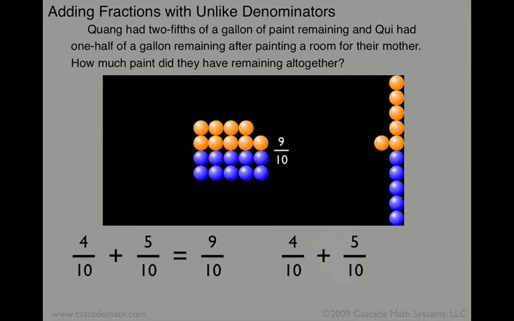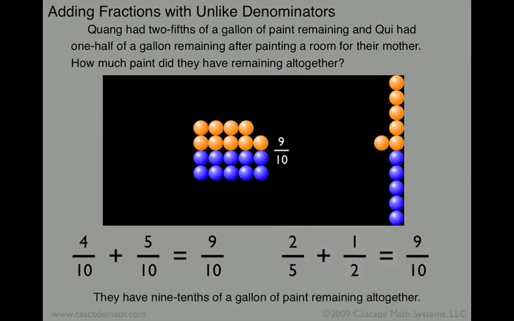4/10 plus 5/10 equals 9/10 is the same as 2/5 plus 1/2 equals 9/10. They have 9/10 of a gallon of paint remaining altogether.